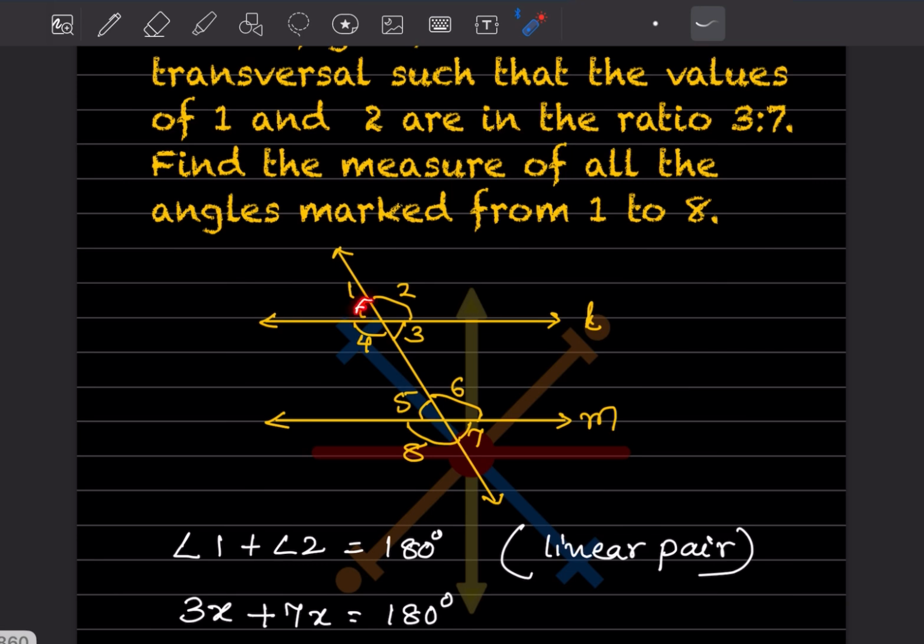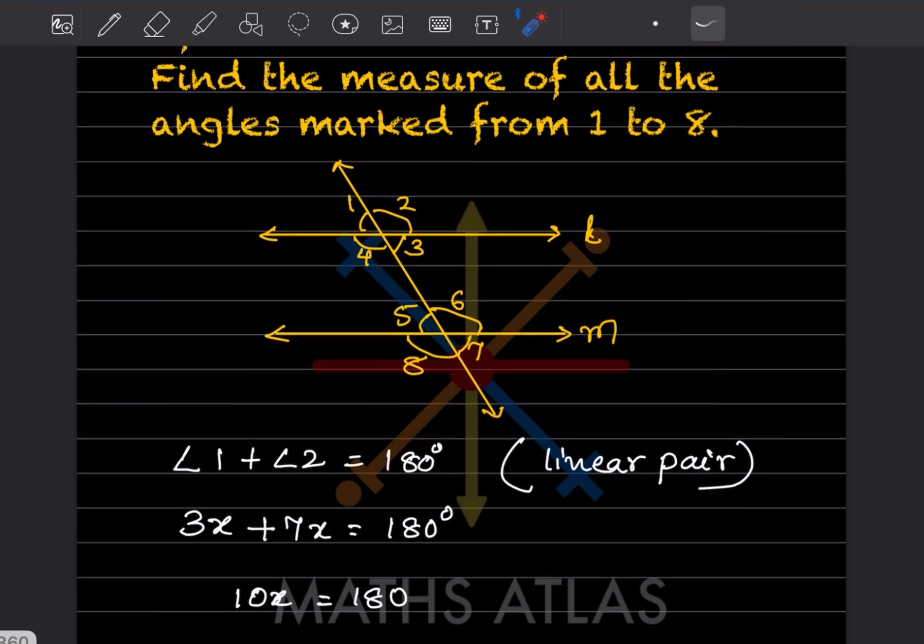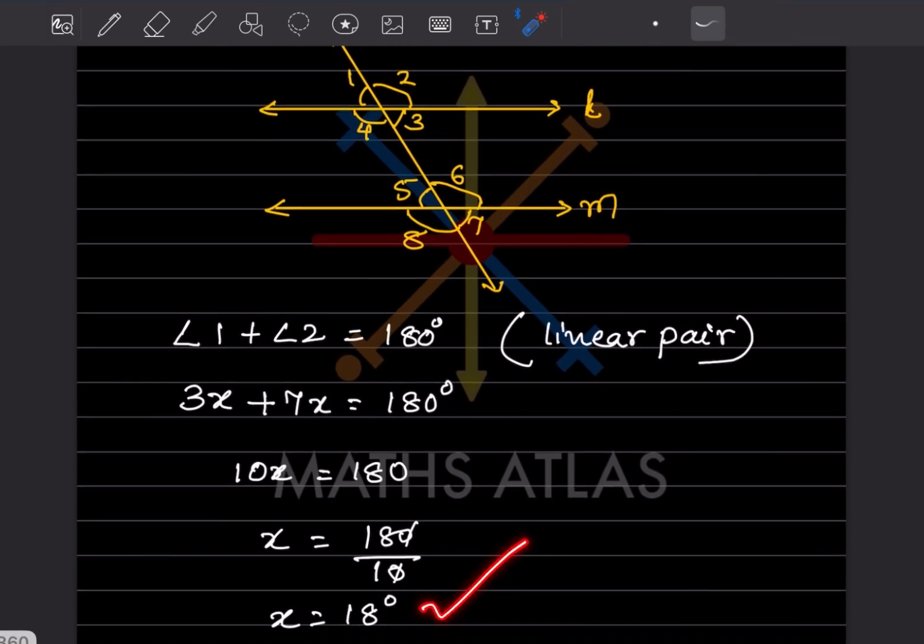So what we can do: angle 1 plus angle 2. Can you see this one? This is a transversal, so together that is 180. Angle 1 plus angle 2 is 180 degrees because of the linear pair. So 3:7 means this will be 3x and this is going to be 7x. So that is going to be 180, so 10x is 180 degrees. So x is going to be 180 divided by 10, that should be 18 degrees.